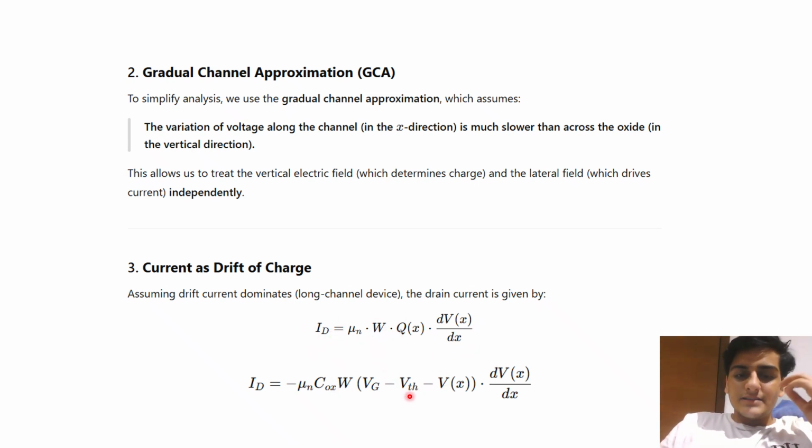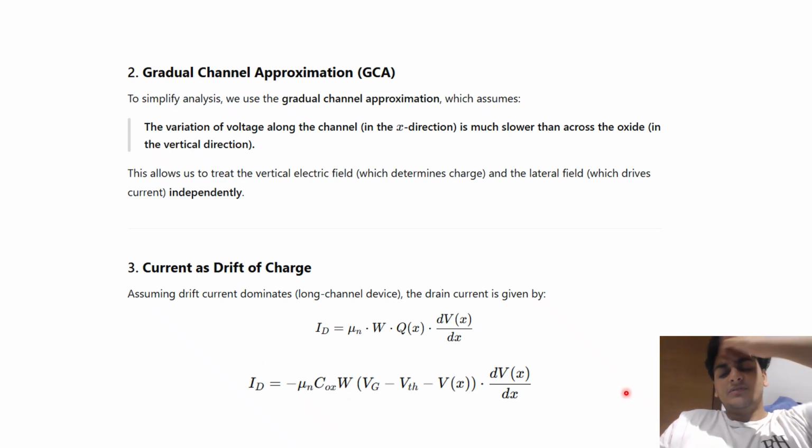And from here we can substitute the charge which we derived on the last page, and this is essentially the electric field, because remember we are treating this horizontal electric field separately from the vertical electric field. So this is what's going to cause the drift, right? We then get this expression for current, and what we are going to do is take dx to this side and integrate both sides to get the expression for the current.